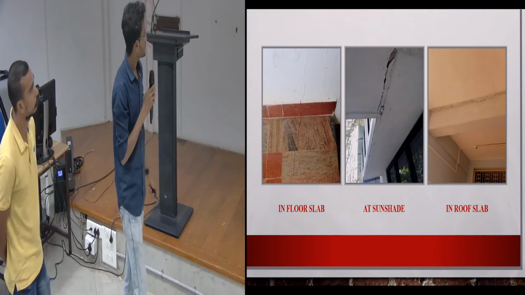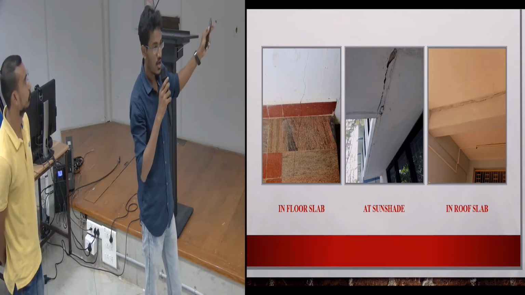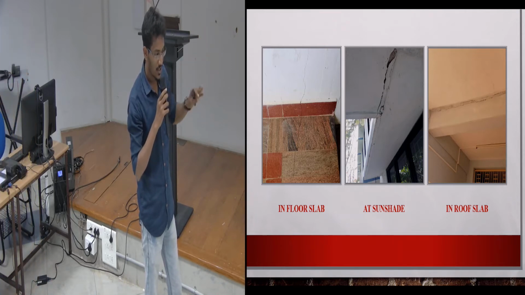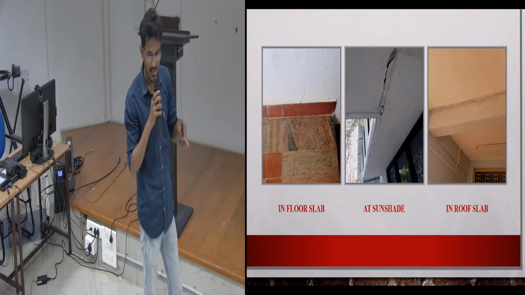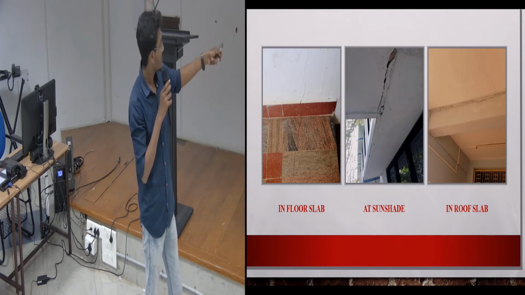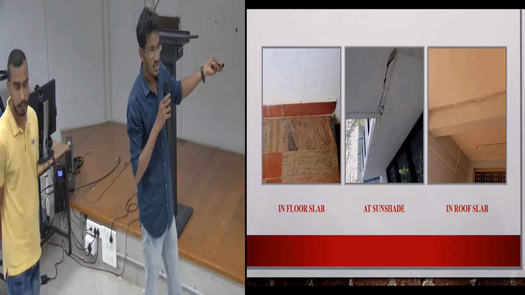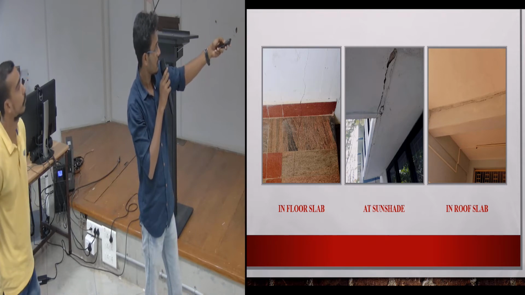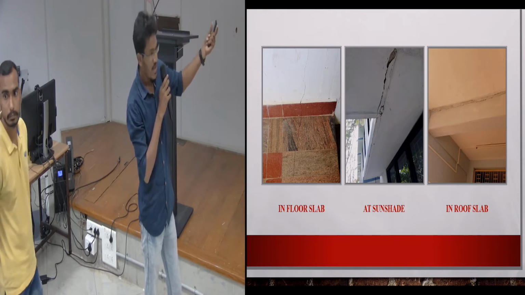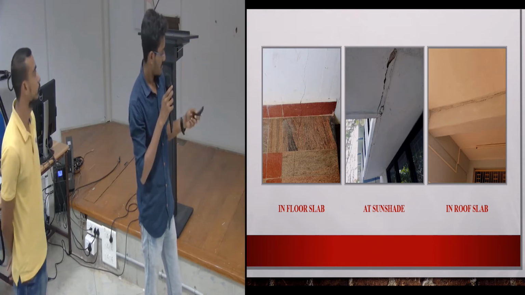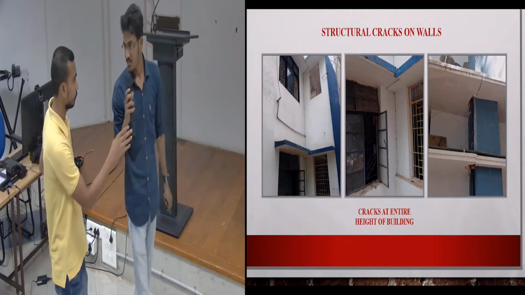In a roof slab, this is actually a connection between the new and existing buildings. These cracks are actually due to a difference in the floor. Due to this lack of proper connection between the new and existing building, the crack will occur. This is a sunshade, where the crack is due to lack of distribution of reinforcement. The crack in the top roof slab and the beam which supports the roof. So these are the cracks. Further cracks will be explained by my team.